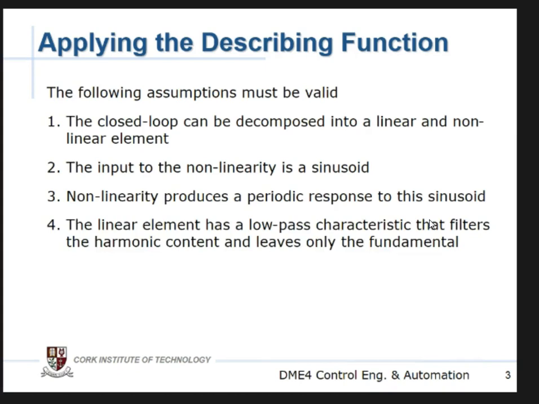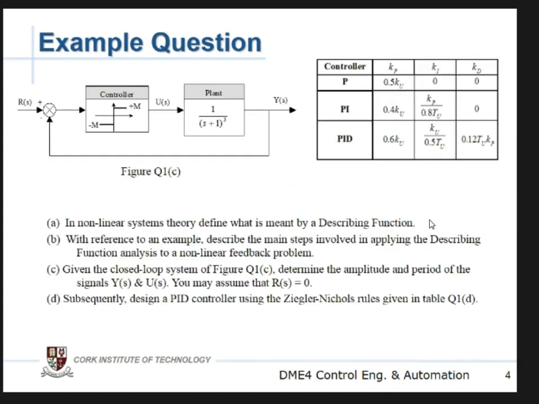So this is the assumption. It can be decomposed into linear and nonlinear elements. The input is nonlinear, the output produces a periodic response, and we've got a low-pass filter. Are you referencing an example? In that context, we'd probably talk about something general like this. So the example should be an example nonlinear element. So you'll be talking, for example, about a relay. You know what I mean?